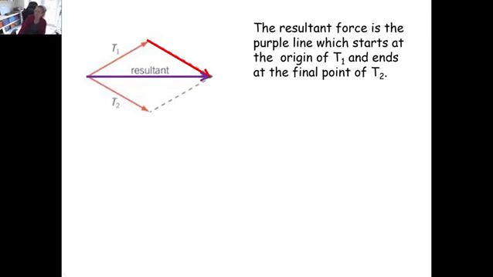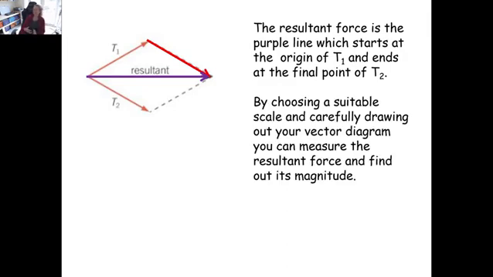So your resultant force is going to be your purple line that starts at T1 and ends at the final point of T2. And by choosing a suitable scale and carefully drawing out your vector diagram, you can measure the resultant force and you can find out its magnitude.